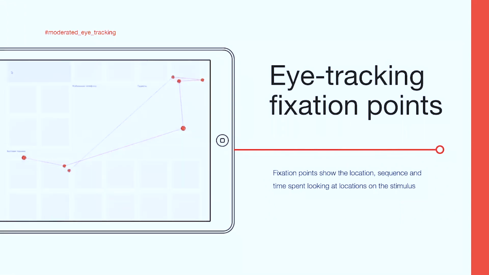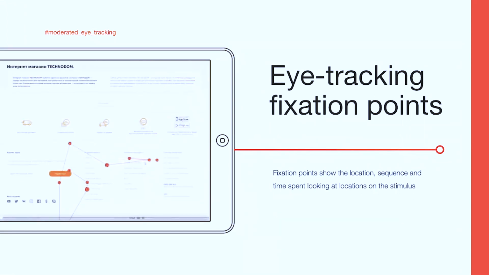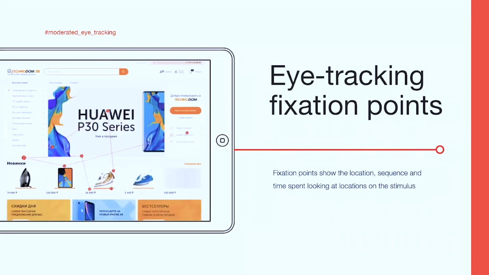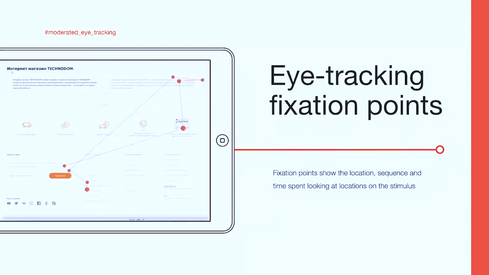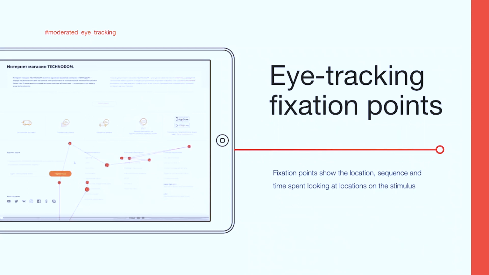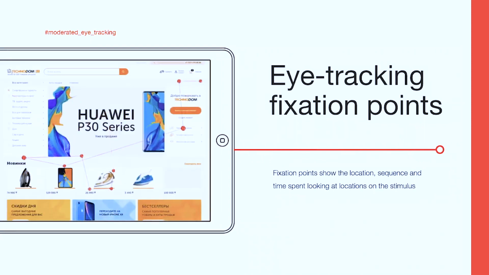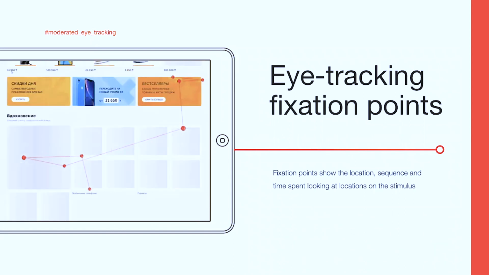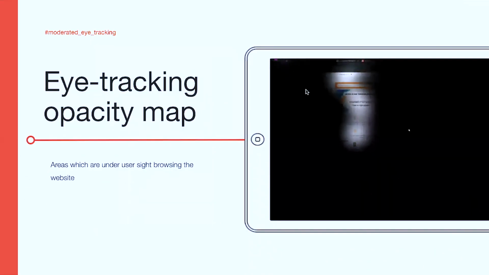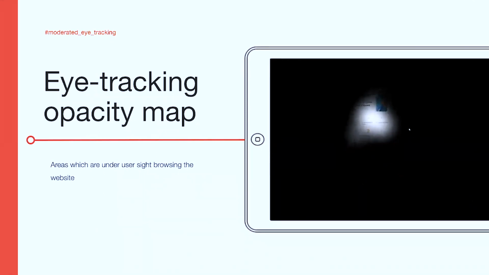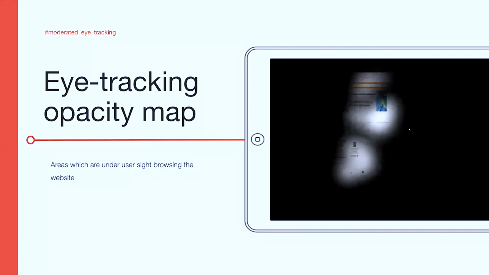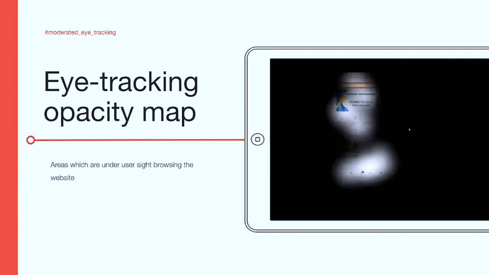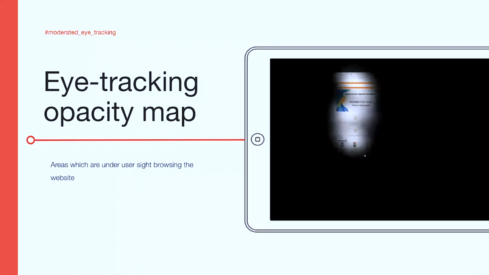Another type is fixation points, and they show the location, the sequence, and the time spent on specific elements. For example, when a user comes to a website, you see that, for example, 1 second is spent on the value proposition or on the main banner, then the user goes to the logo, then to the CTA, then scrolls down, and you will be able to see how the gaze is moving over the website. And the final one is the opacity map, which shows the areas which are under the user's sight. So when the user looks at some specific element, the area just lights up.